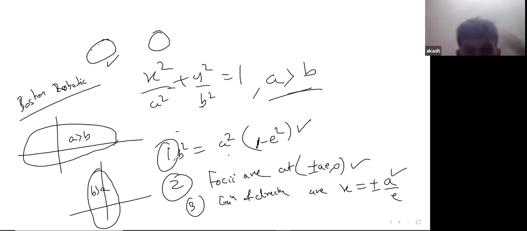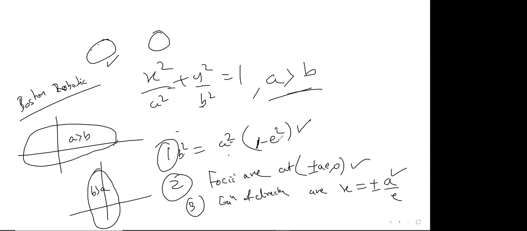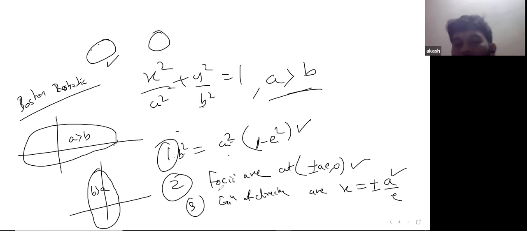So to find B or A or E, they'll give you two values. You have to find the third value. The foci you can find by plus minus AE, comma 0. Equation of directrix is x equals plus minus A by E. Where A is greater than B, you have to keep that in mind.